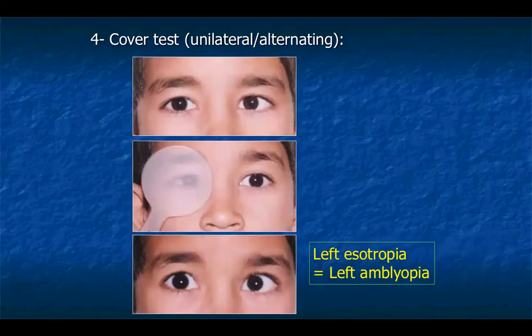This boy has left esotropia. We cover the right eye. This is a transparent occluder where we can see the eye of the patient, but the patient does not see anything. So under the cover, we can see the right eye is now esotropic because the left eye is fixating. When we remove the cover, immediately the left eye squints again. So he has left esotropia, which is a sign of left amblyopia.